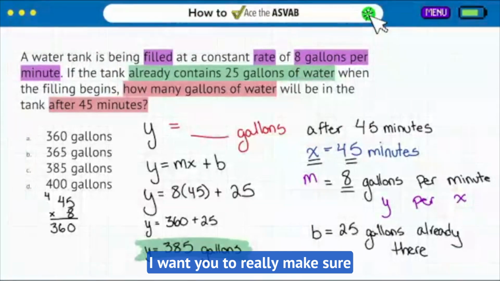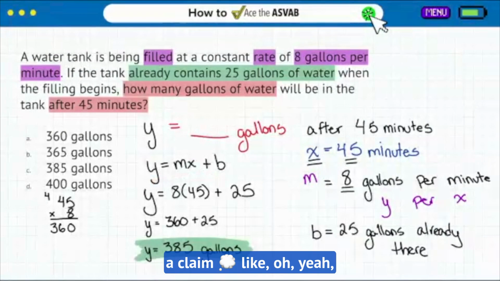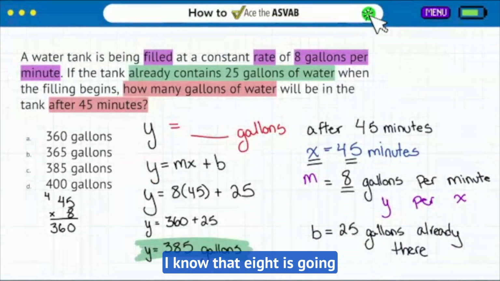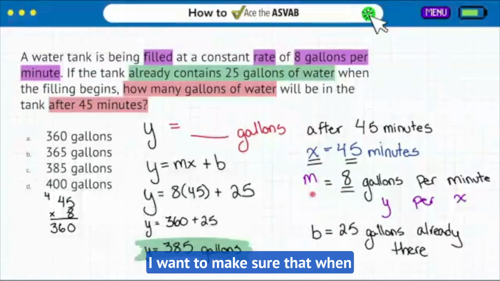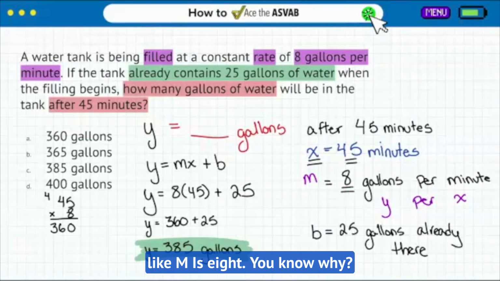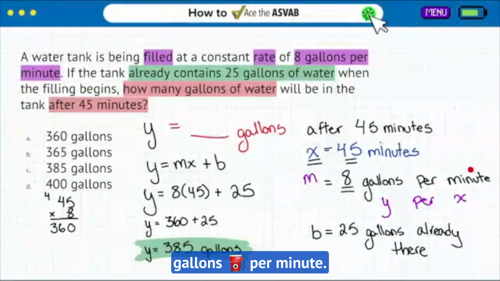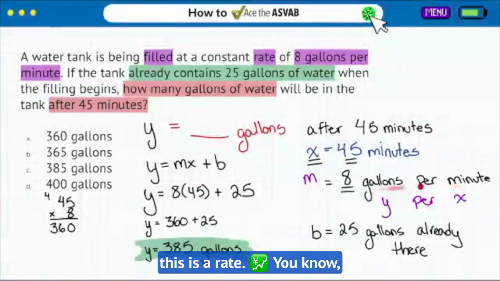I want you to really make sure that when you are making a claim, like, oh yeah, I know that 8 is going to be my M, you know why. It's because it's gallons per minute. The word per shows me that this is a rate. You know, that's what it's all about.